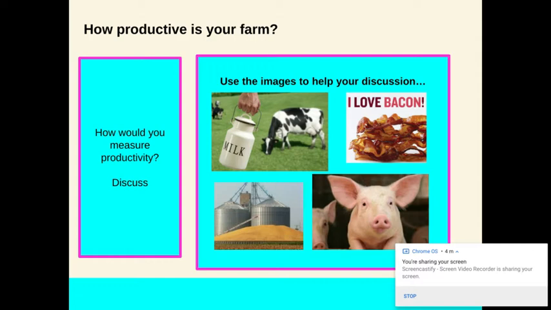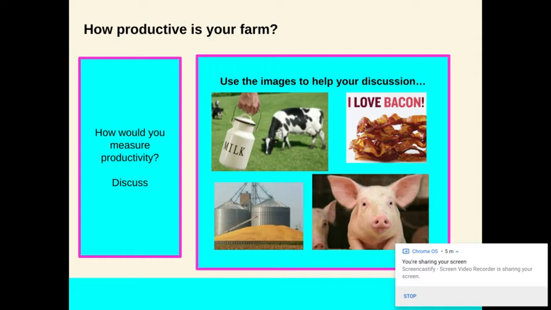Okay, so something you need to consider now then is with your example that you've been looking at, how productive is that type of farming? All right. And use these little images as prompts to get you thinking about productivity. Okay. Now, for me, there's a real moral dilemma here around productivity of farming and also animal welfare.